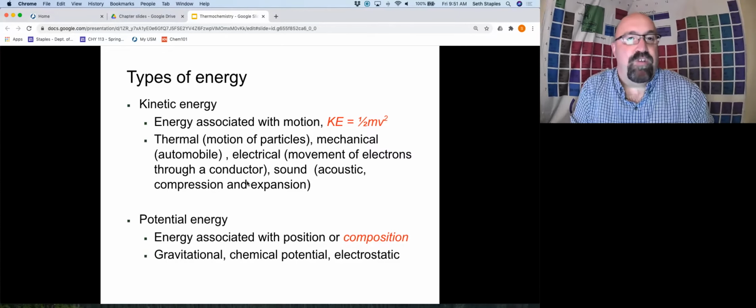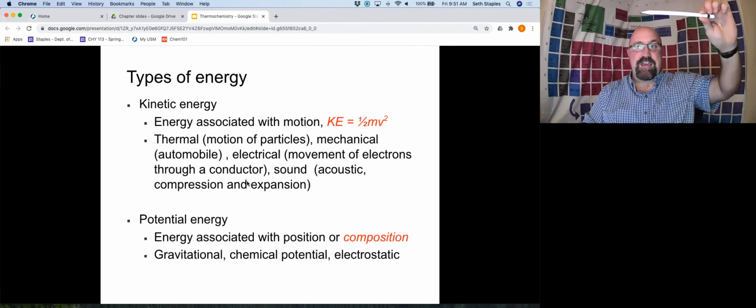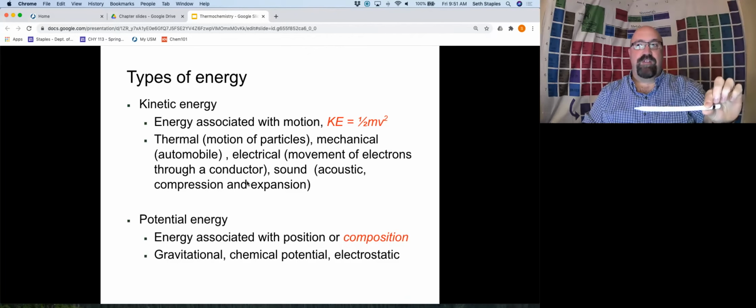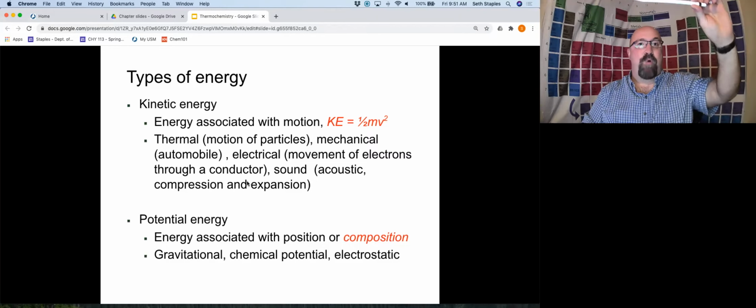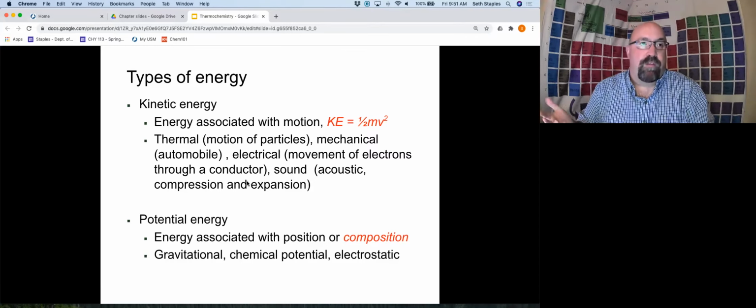There's also potential energy. Potential energy is energy associated with either position or composition. Again, if you've taken physics, you're probably more familiar with gravitational potential energy, where something that's held at a height here is going to have a different potential energy than something that's held at a height right here. And so something that's here will be able to gather more energy as it moves compared to something that's held here. And that's gravitational potential energy. The potential energy of me holding a baseball on the ground versus the potential of me holding a baseball at the top of a skyscraper. Much more potential energy at the top of that skyscraper.